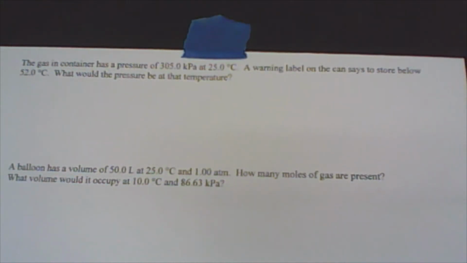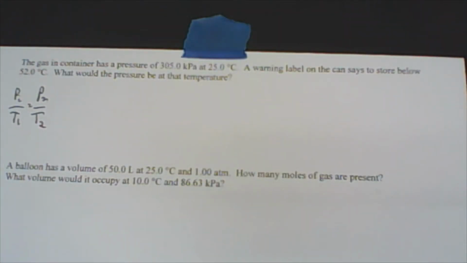The gas in a container has a pressure of 305 kPa at 25 degrees Celsius. A warning label on the can says to store below 52 degrees Celsius. What would the pressure be at that temperature? Well, the volume is staying the same, so that's Gay-Lussac's law. So I've got P1 over T1 equals P2 over T2. Again, I can fill it in or rearrange. I'm going to go ahead and fill it in first.